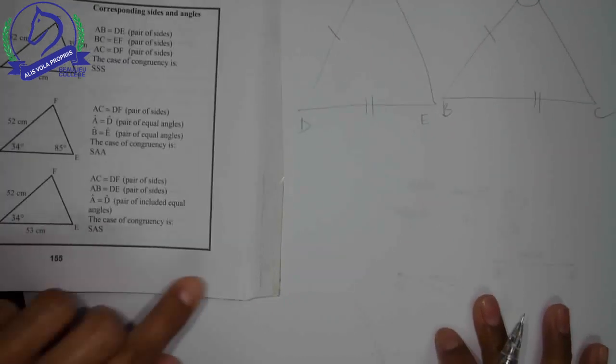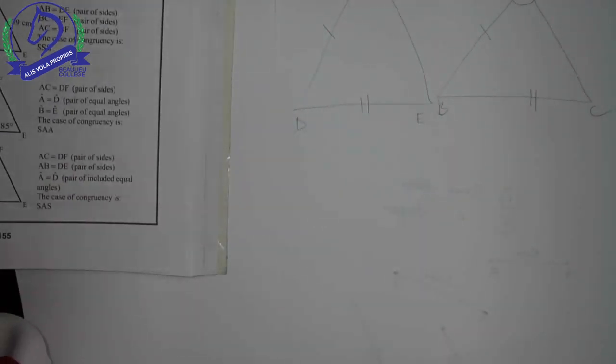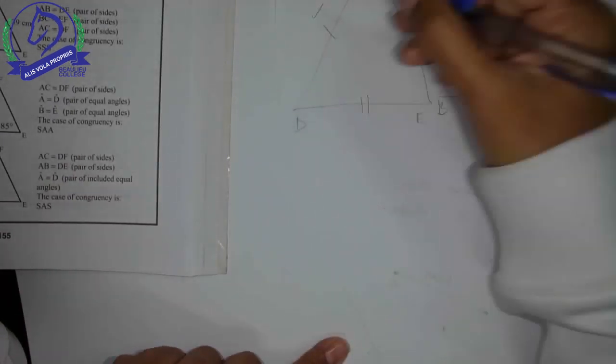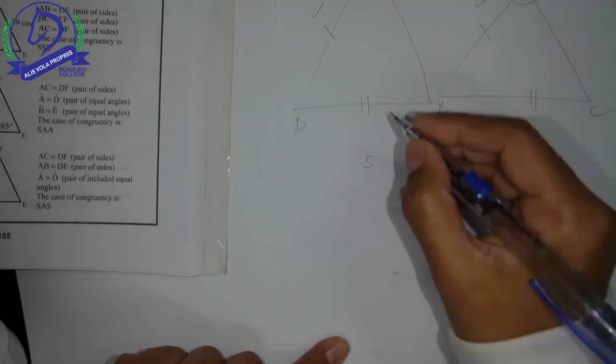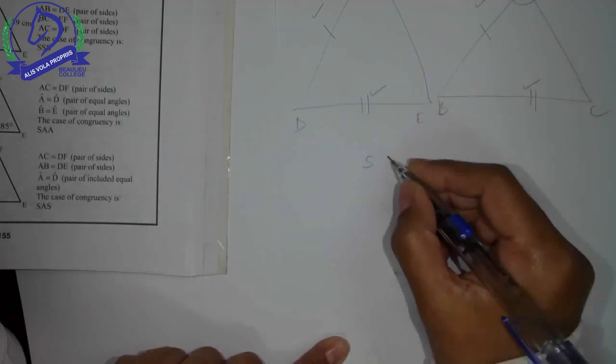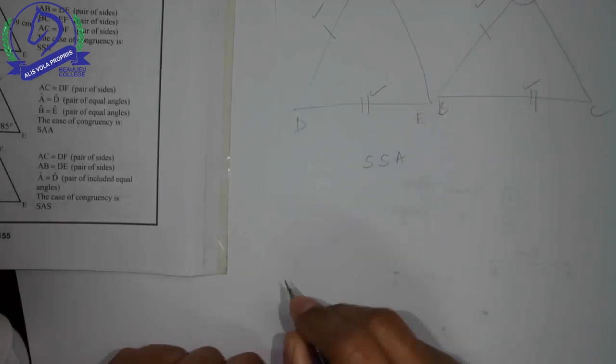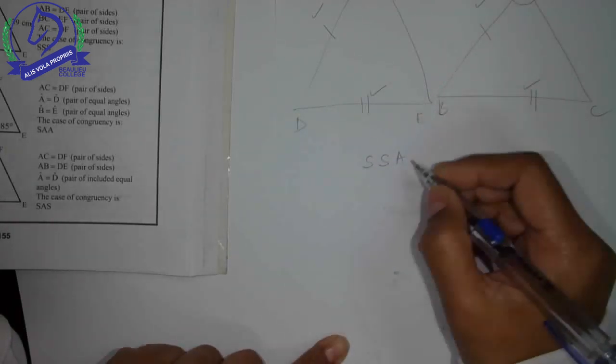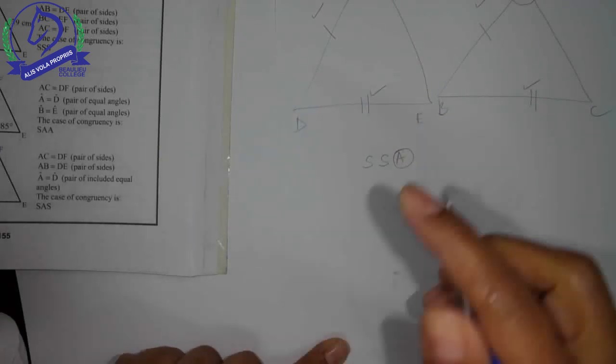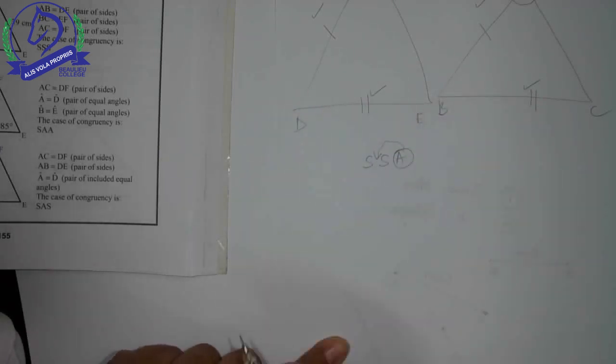So let's look at what we have here. Will these two triangles be congruent? So I have a side, so I have S. I have another side, so I have S, and I have A. But what's missing here? These two triangles are not congruent because of this angle. This angle is not included.